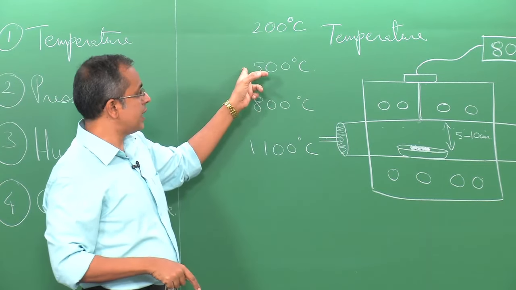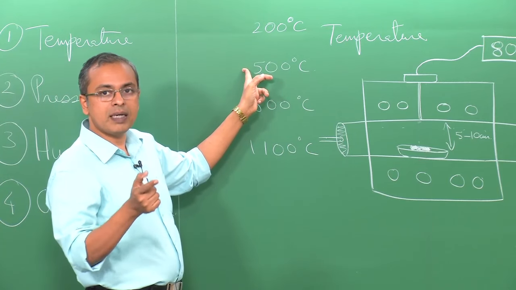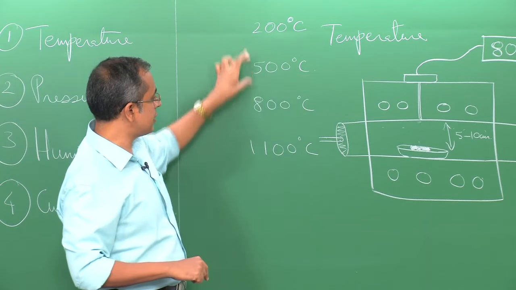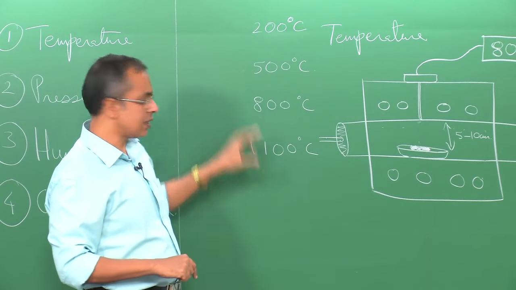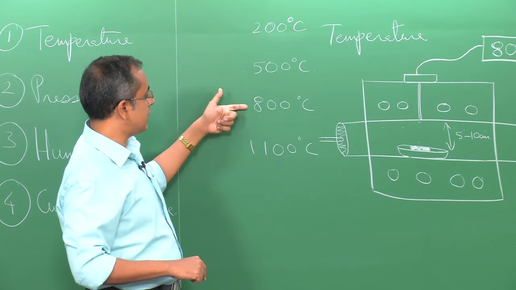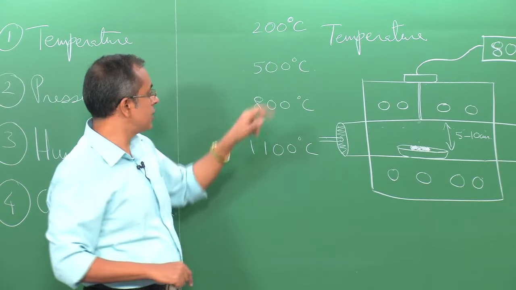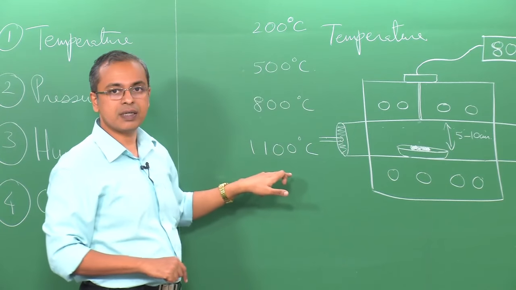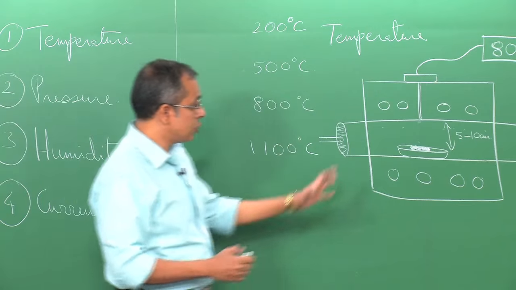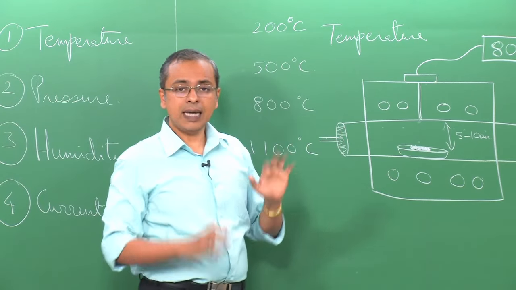What you thought was 500 degrees C may not be 500, it may be 475 degrees C, and the difference may not even be the same. It may be a 25 degrees difference here, a 50 degrees difference here, a 100 degrees difference here. So, you are getting data at 475, 750 and 1000, when you think you are getting it at 500, 800 and 1100. As part of experimental skills, you should be aware of this.